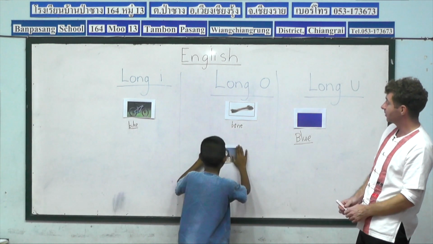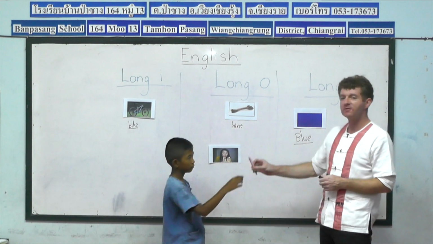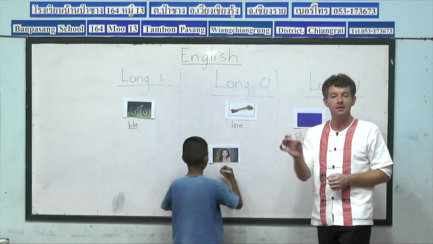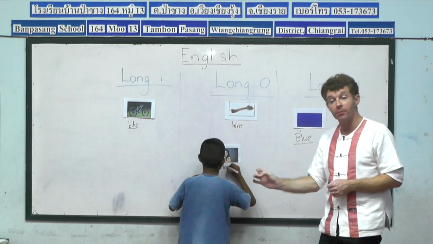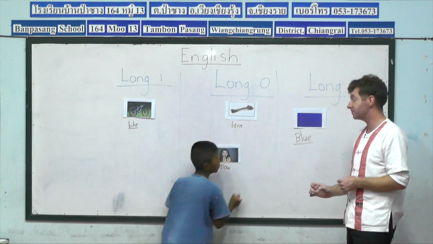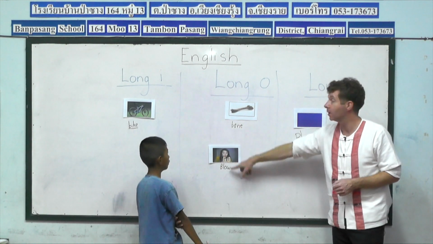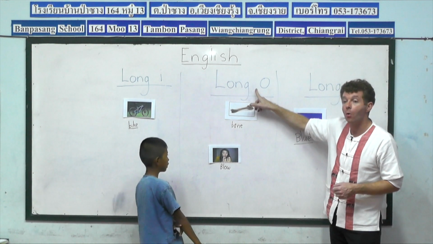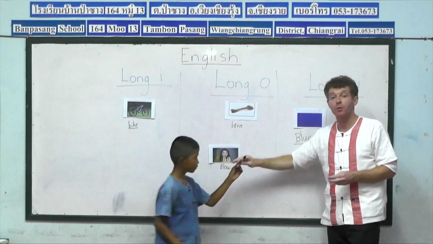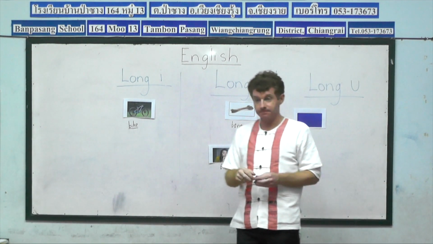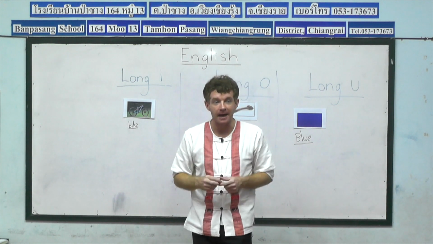Well done. So now Pat has to spell the word blow. How do we spell blow, guys? O-W. Pat, that's perfect. So one more time. Blow. Long O. Pat, excellent. High five and a big round of applause for Pat, guys. Now, next picture.